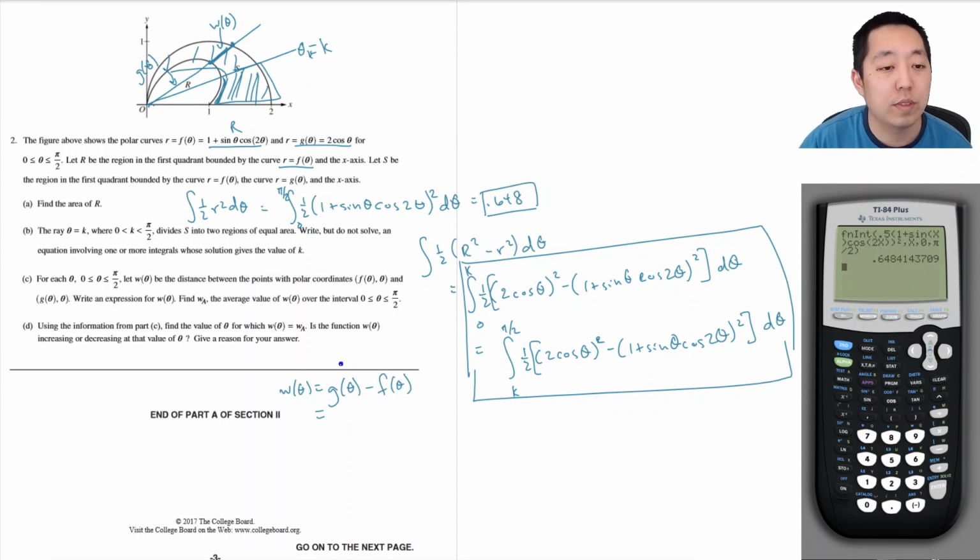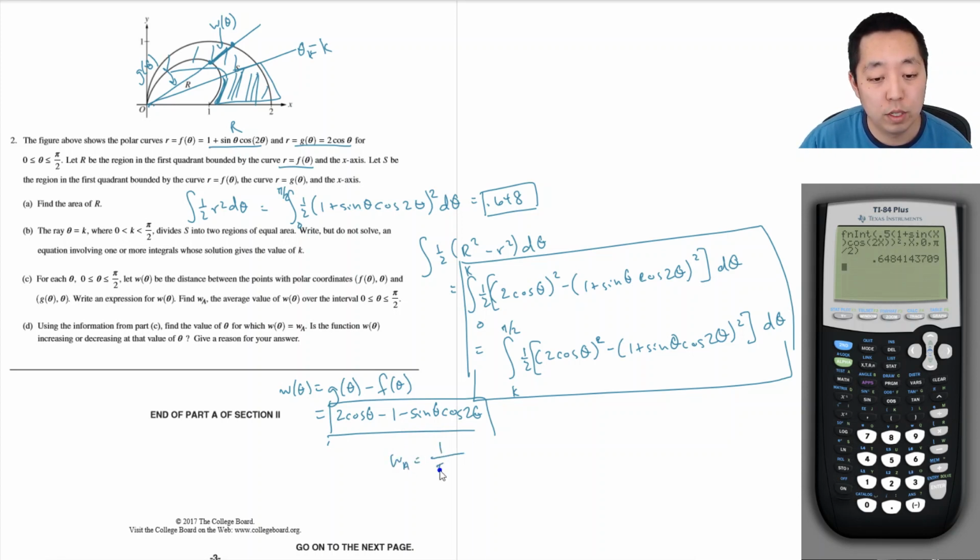And g of theta, what is g of theta given by? So that's 2 cosine theta minus f of theta. So minus all of this, minus 1 minus sine theta cosine 2 theta. So that's w of theta. And WA is the average value. How do we do average value? I do 1 over the width of the interval times the integral over the interval of w of theta. And so that's 2 cosine theta minus 1 minus sine theta cosine 2 theta d theta.